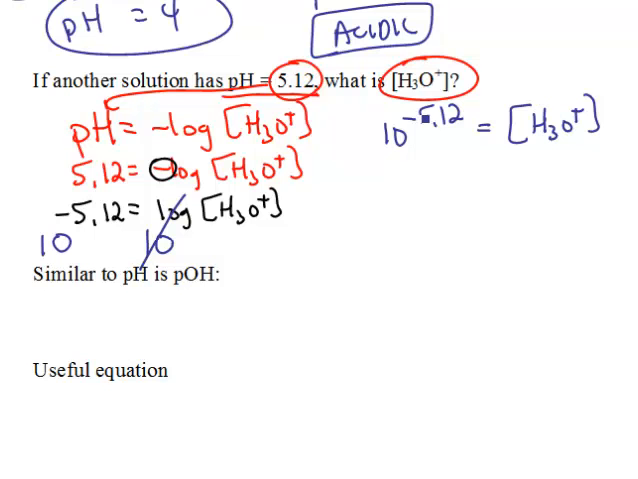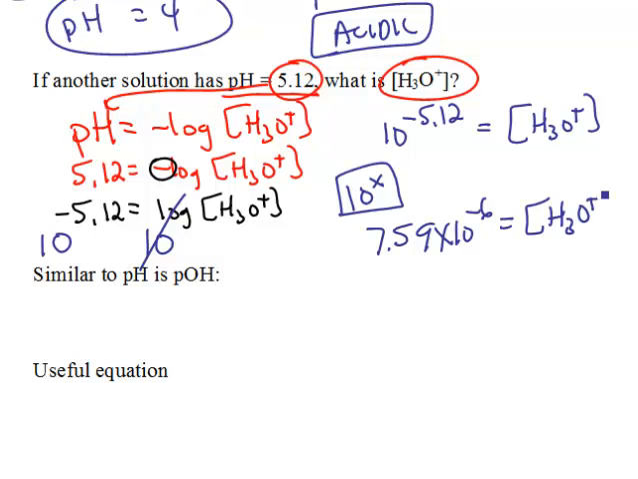And again, you should have a button on your calculator, 10 to the x, and so if you put in negative 5.12 and then hit the 10 to the x, or on some calculators you have to hit the 10 to the x button first and then the negative 5.12, either way you'll get 7.59 times 10 to the negative 6 if you plug that into your calculator correctly. And these square brackets always have the same unit, which is molarity.